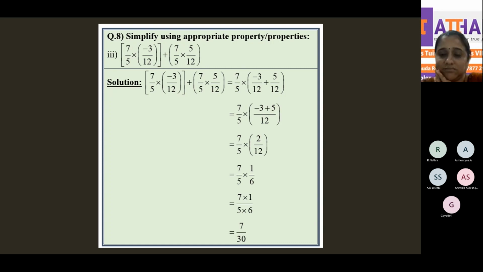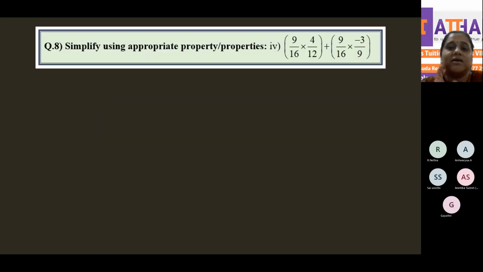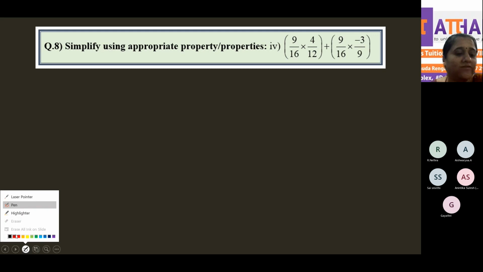Done, children? Yes, ma'am. Done, ma'am. Written. Now tell me here, is it distributed or not? It is distributed, ma'am. What is distributed? We should take 9 by 16 as common. 9 by 16, very good. So what does it look like for us?